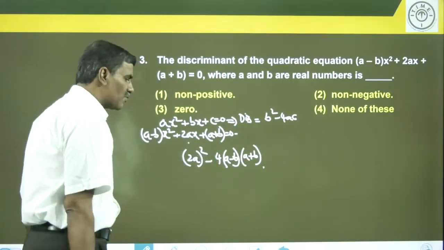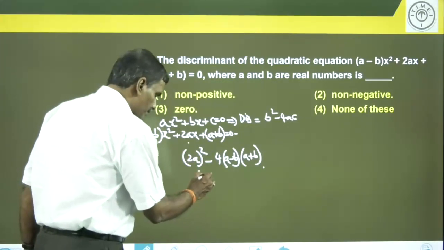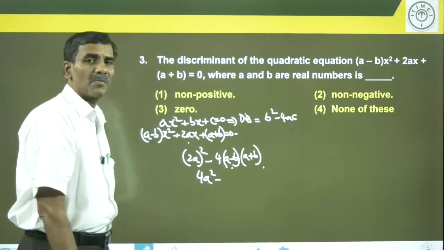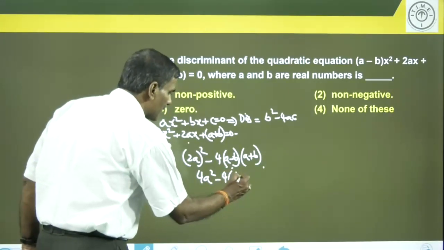So this basically becomes what? 2a whole square, that will be 4a square. And 4 into (a plus b) into (a minus b) is nothing but a square minus b square. So 4 times (a square minus b square).